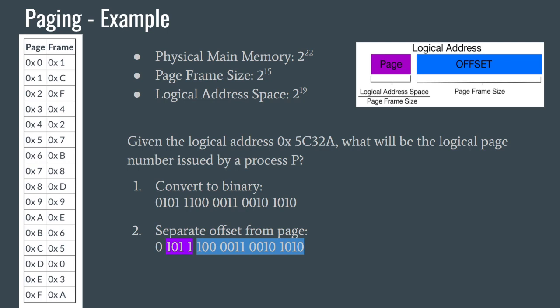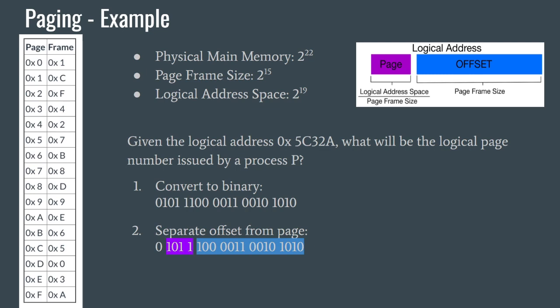And so we get that whole blue section. That's our offset. And then how do we get our page? How do we tell that it's 4 bits? I think, Walter, you said it earlier. Yeah, that's 2 to the 19th divided by 2 to the 15th, which is 2 to the 4th. Correct, so we get 2 to the 4th, which is 4 bits. So we count out 4 from the offset.